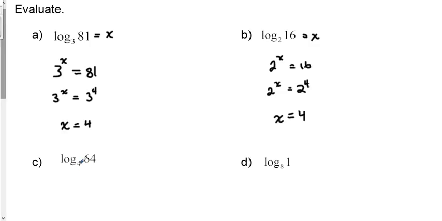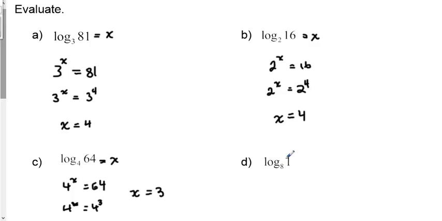If we move down to log base 4 of 64, I'm going to do the same thing again. Set that equal to x. I'm going to say 4 to the x equals 64. That's going to have a base of 4 as well, where I'd have 4 to the 3, because 4 times 4 is 16, and 16 times 4 is 64. Equating my exponents, I get x equals 3.